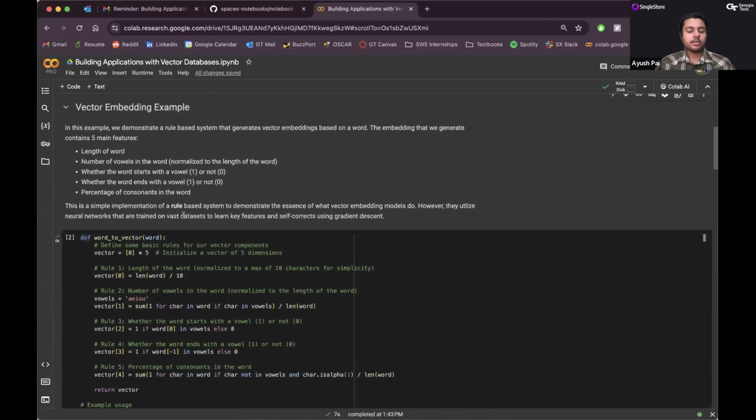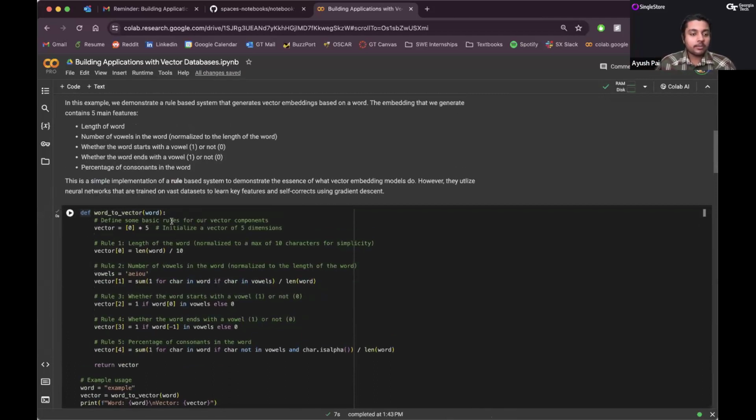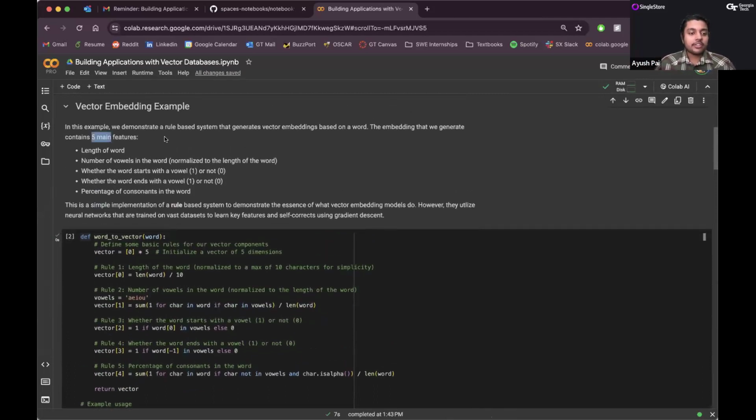The first thing we're talking about here is an example of a vector embedding. This is a method that I created just for an example. It's not something that you would use in a professional system or any robust system to get these vector embeddings, but it's the essence of what these vector models are doing. So in this example, I'm creating this word to vec function. Essentially, it's creating these 5 features.